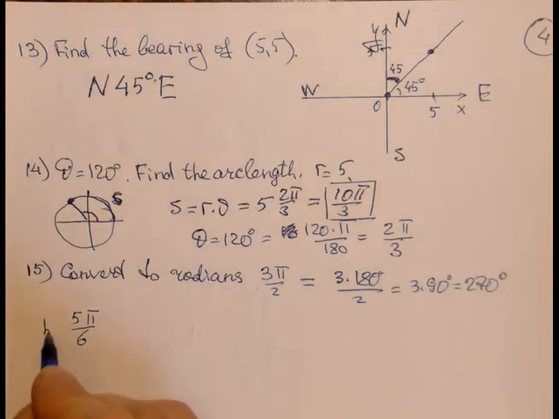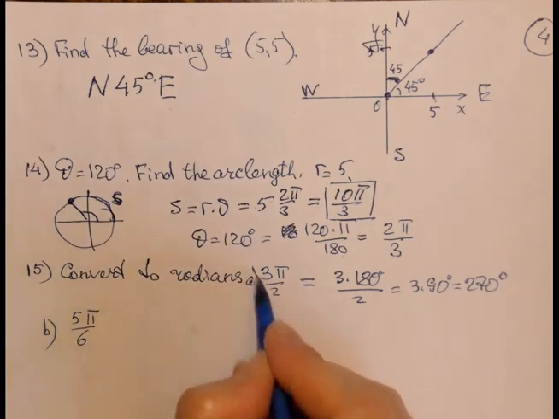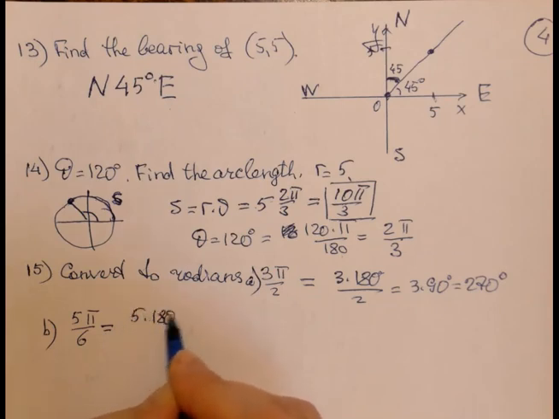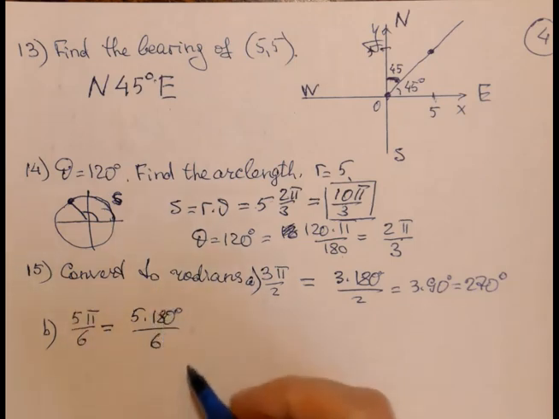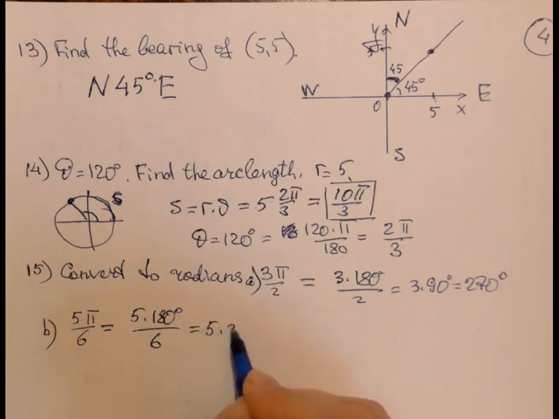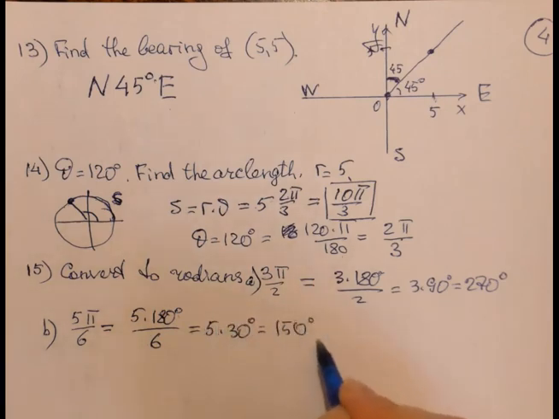5 pi over 6. We replace pi with 180. 5 times 180 degrees over 6, since pi is exactly the same angle as 180 degrees, and simplify. 180 divided by 6 will be 30 degrees. 5 times 30, 150 degrees.